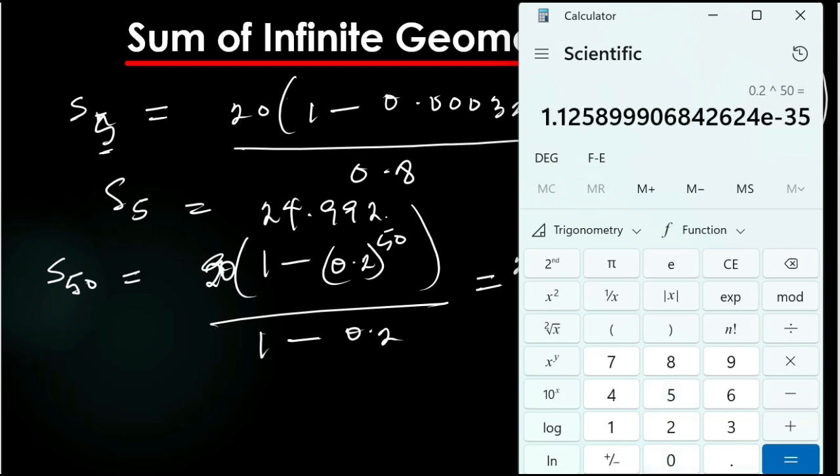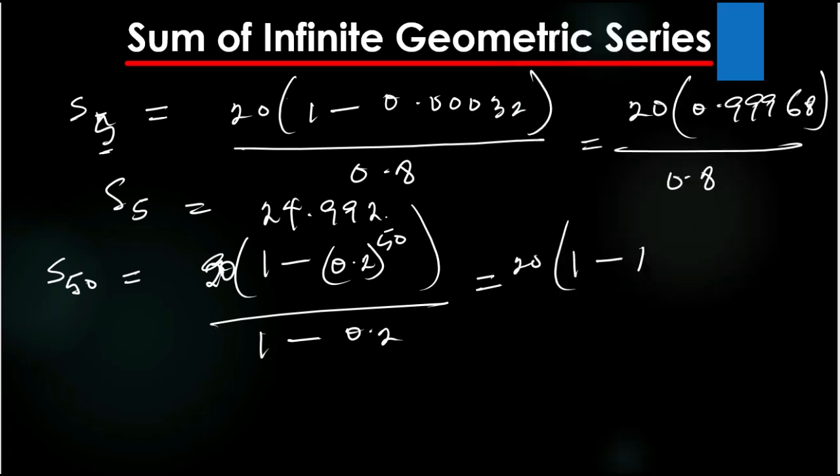That's equal to, now look at this, approximately 1.12 times 10 raised to power minus 35. But the most important point is when you look at this, it is next to 0. This is almost becoming 0.